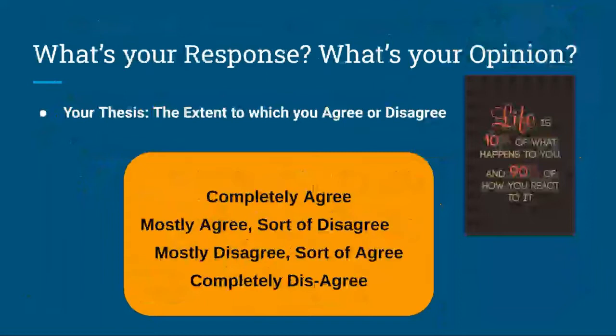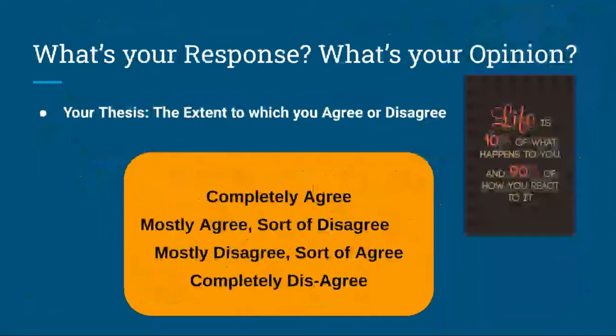So here's 4 guidelines. You could completely agree with somebody, right? Totally, completely. You totally agree. The key here is, though, you have to add your own opinion as to why you agree with them. You could mostly agree with somebody, but sort of disagree. You don't have to agree with everything.